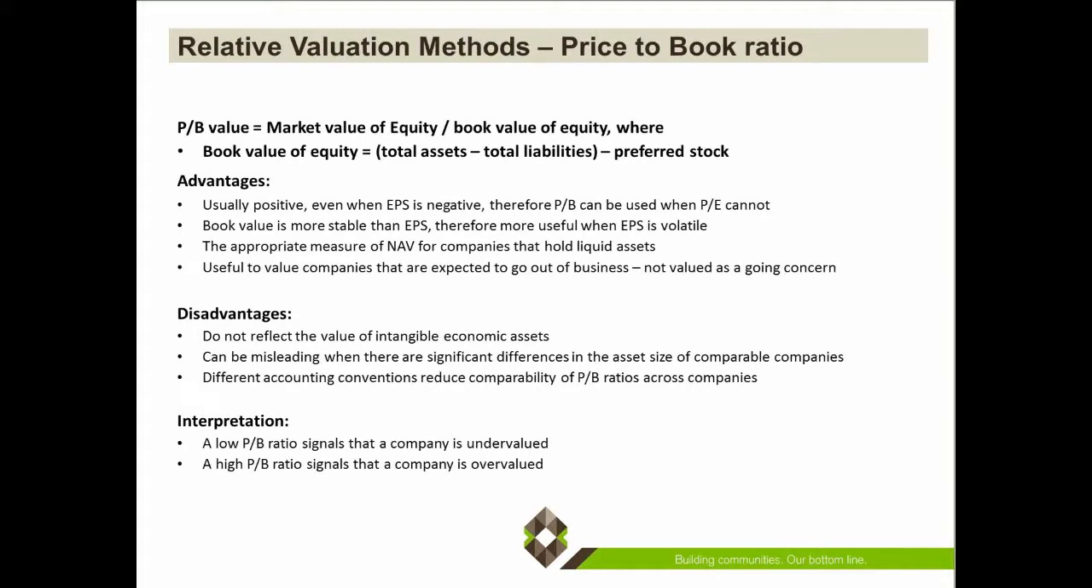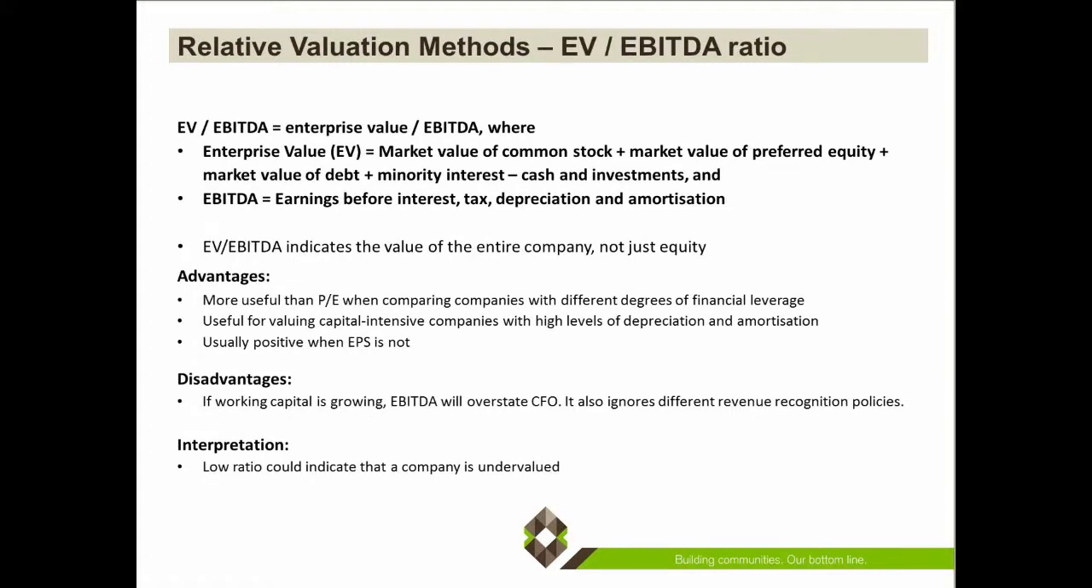So how do we interpret the price to book ratio? A low price to book ratio signals that a company is undervalued, whereas a high price to book ratio signals that a company is overvalued. When we look at another relative valuation method, the enterprise value to EBITDA ratio, your enterprise value is the market value of your common stock plus the market value of your preferred shares plus your market value of debt plus your minority interest, and then you deduct your cash and investments from that.